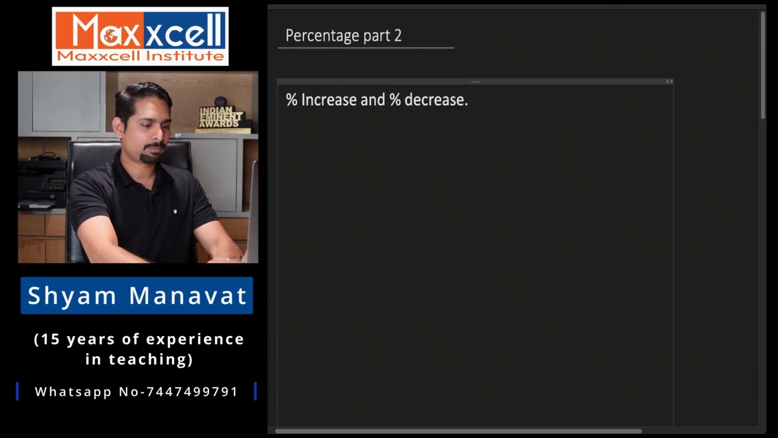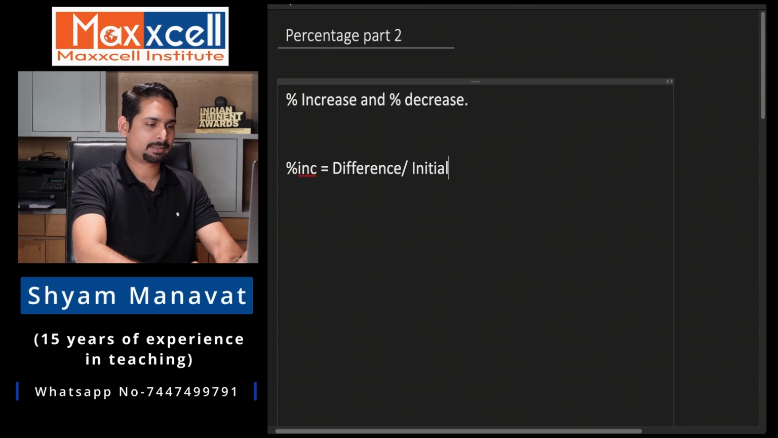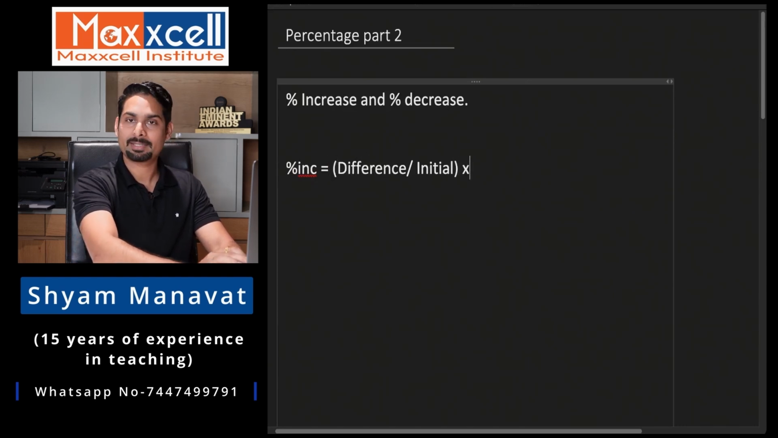Percentage increase, the formula is the difference, that means the difference of the values, divided by the initial value, and this entire thing multiplied by 100 because we have to convert into percentage. We have discussed that if we have to convert a fraction into percentage, we multiply by what? We multiply by 100.